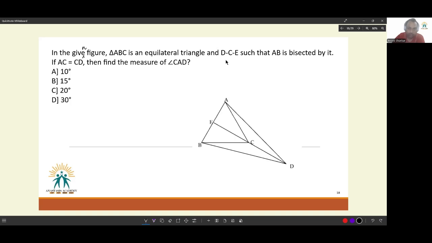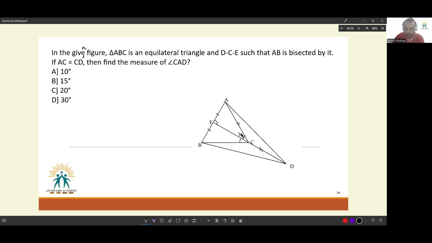triangle ABC is an equilateral triangle and DCE such that AB is bisected by this DCE line. For an equilateral triangle, the wonderful thing is the angle bisector, the perpendicular bisector, the median, the altitude, all of them are the same line. So C is everything. So this is 90 degree, this is 30 degree, this is 30 degree. These two lengths are equal. Now, if AC is equal to CD, this length is equal to this length. Find the measure of CAD.